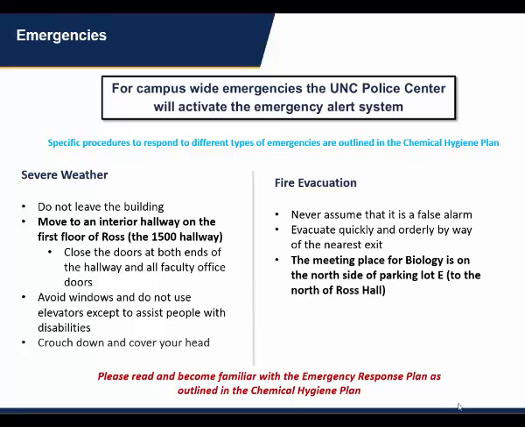In the case of severe weather, so let's think about a tornado. In this case, don't leave the building. You want to move to an interior hallway on the first floor of Ross. The 1500 hallway, which is the faculty office hallway on the first floor of Ross, is one place to go, and it's a place that is highly suggested. The reason for this is that you can close doors at both ends of the hallway, close all faculty office doors and some of the lab doors, and there are no windows.